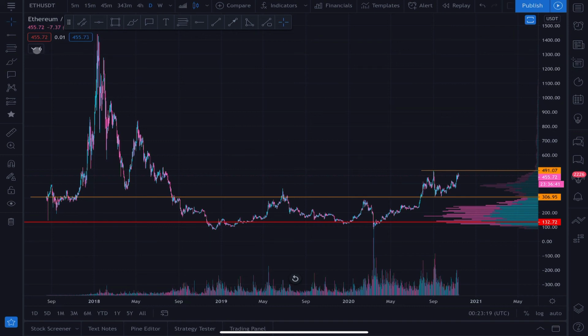This is what I'm seeing inside of Ethereum. Chart looks good. Chart looks healthy. Price action looks great. Volume is coming in. We have a steady increase in the volume. Things are looking tickety-boo inside of Ethereum.